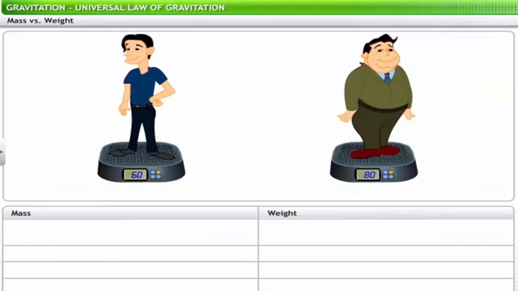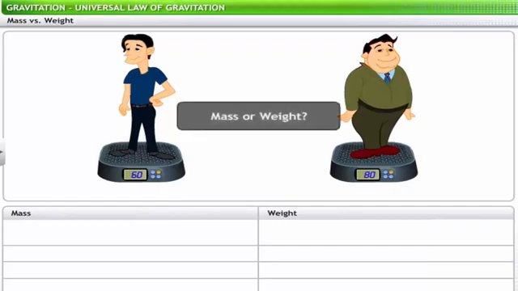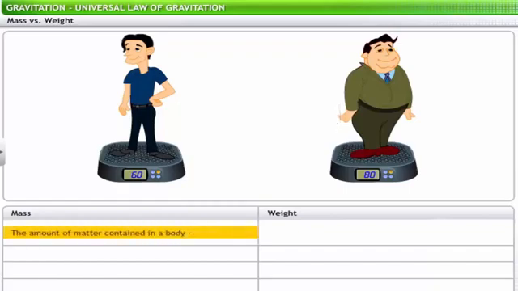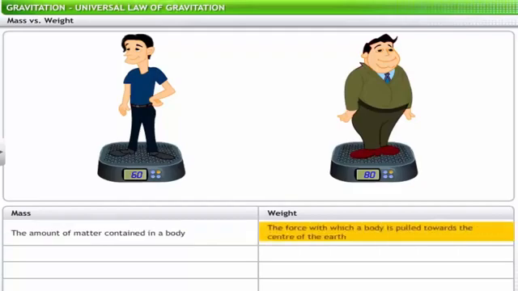How much do you weigh? 60 kilograms? 80 kilograms? What we popularly refer to as weight is actually mass. So, what's the difference? How can you gauge your real weight? Mass is the amount of matter contained in a body, while weight is the force with which a body is pulled towards the center of the earth.